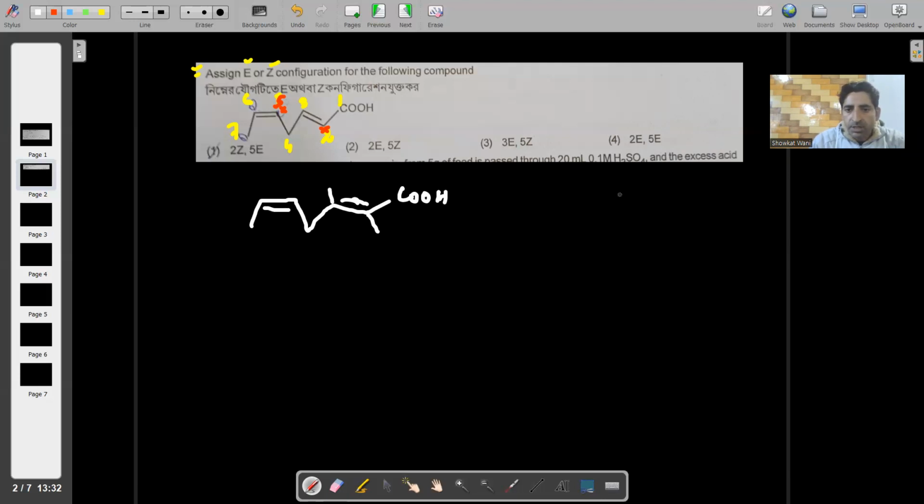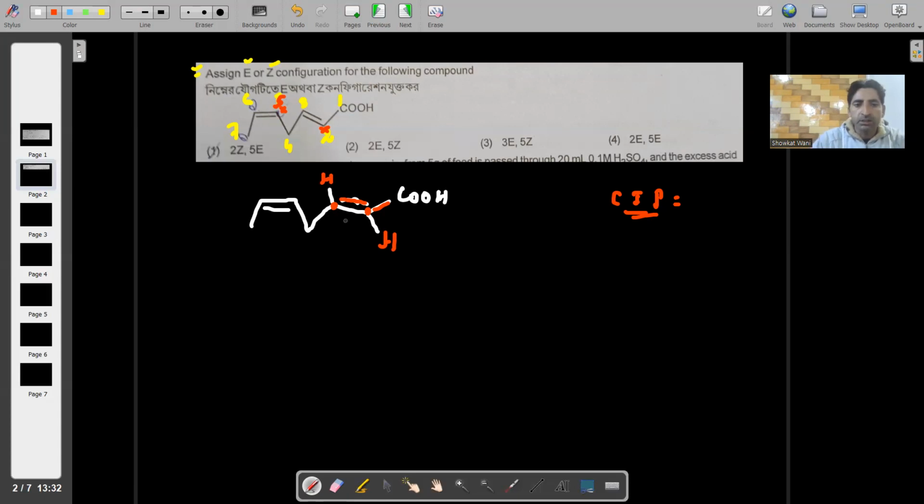What are CIP rules? These are Cahn, Ingold, and Prelog rules. These are the priority rules. I have to apply these rules. So we assign priority on the basis of atomic number. Now see, this is the carbon-carbon double bond. This is the position where there is a carbon-carbon double bond. To this carbon-carbon double bond, there is a COOH group attached. And over here, we should have a hydrogen atom.